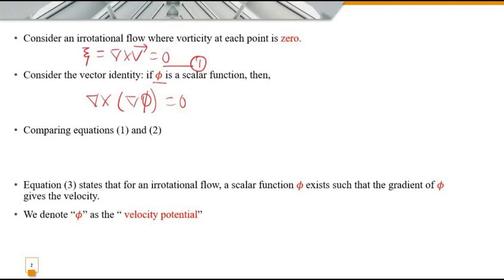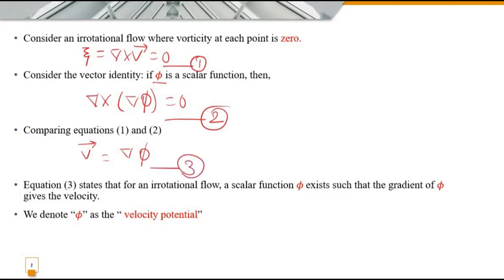So how am I denoting this in mathematical form? If you look at this equation carefully, it is nothing but the curl of the gradient of a scalar function, and the curl of the gradient of a scalar function is equal to 0. So let us call this our equation 2. Now if we compare equations 1 and 2, we can write our velocity vector as gradient of phi. Correct? Let us say this is our equation 3.